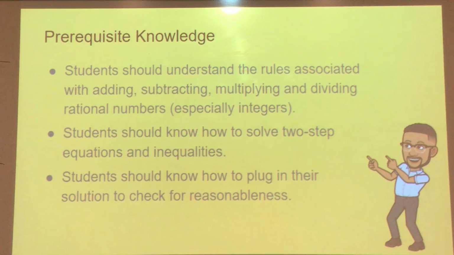So, a lot to do, but you're going to see as we do it, it's pretty straightforward. The prerequisite knowledge: this is what you need to know beforehand in order to be successful with today's lesson. Students should understand the rules associated with adding, subtracting, multiplying, and dividing rational numbers, especially the integers. Students should know how to solve two-step equations and inequalities, which we spoke about in our previous lesson. And students should know how to plug in their solution to check for reasonableness, which is another thing that we learned in the previous lesson.